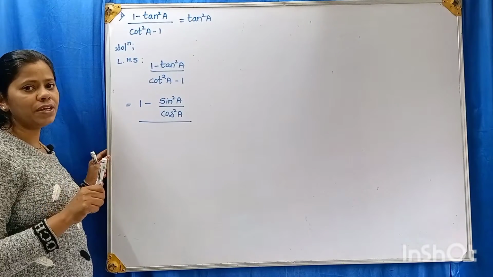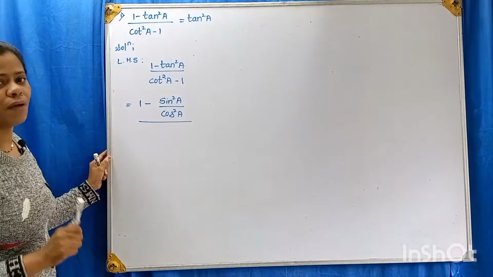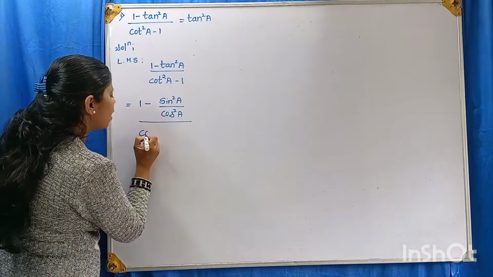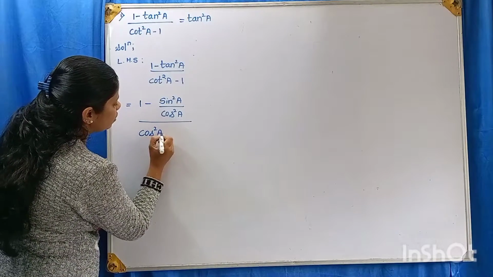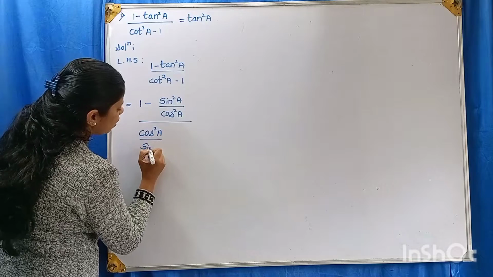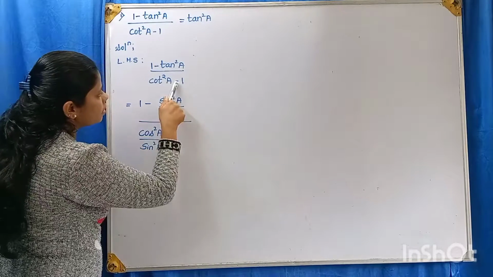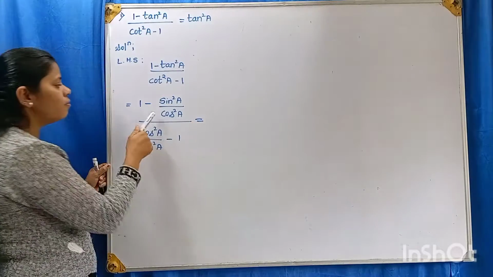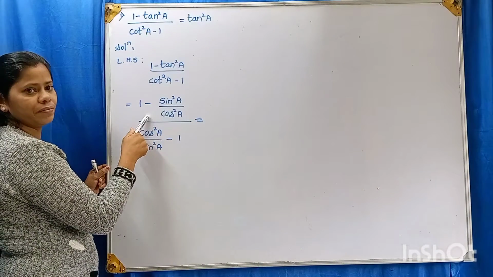Cot A can be written as cos A by sin A. Therefore, cot²A can be written as cos²A divided by sin²A. Therefore, this cot²A, I will write it as cos²A divided by sin²A minus 1. Okay. Now, let's take the LCM here.